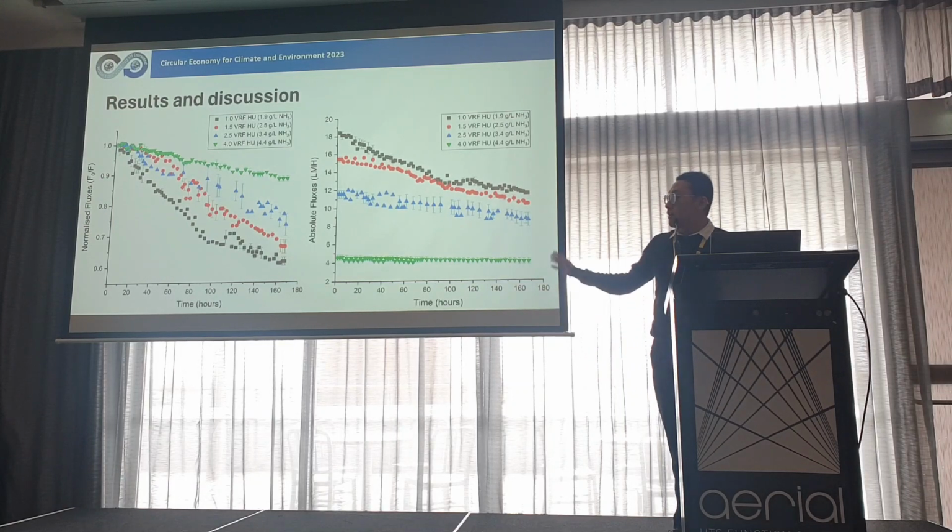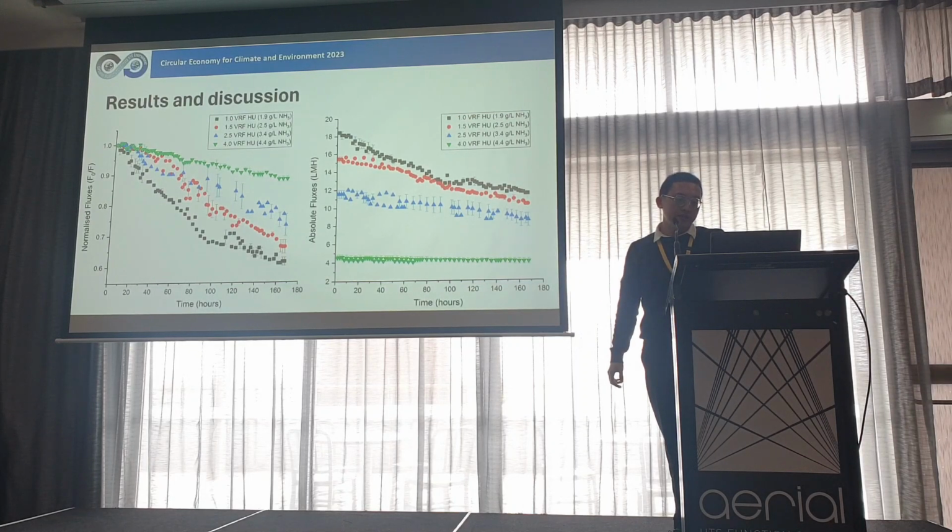And then the graph on the left-hand side shows that the absolute flux, which is the starting flux of the permeate, is very low for the most concentrated one compared to the unconcentrated one because of the osmotic pressure in the concentrated urine.